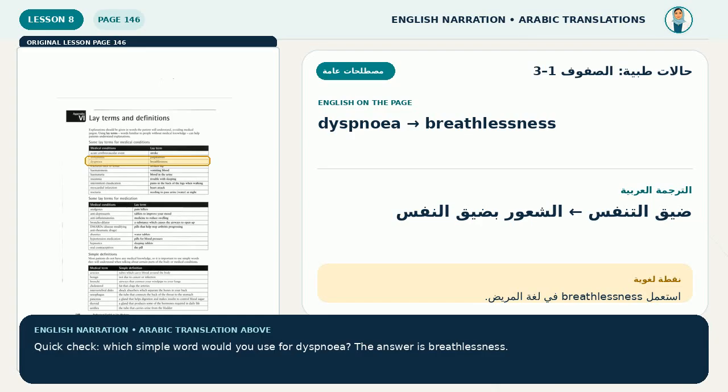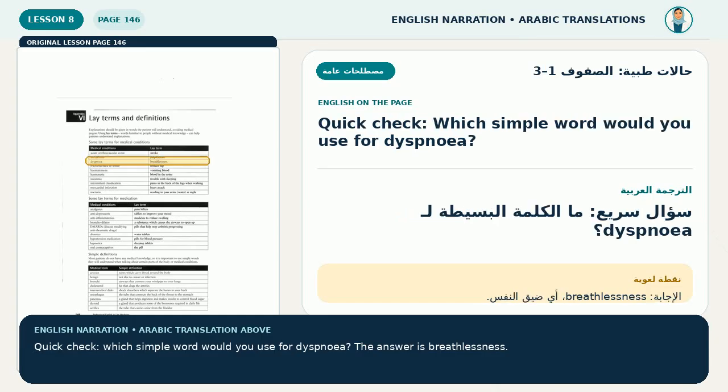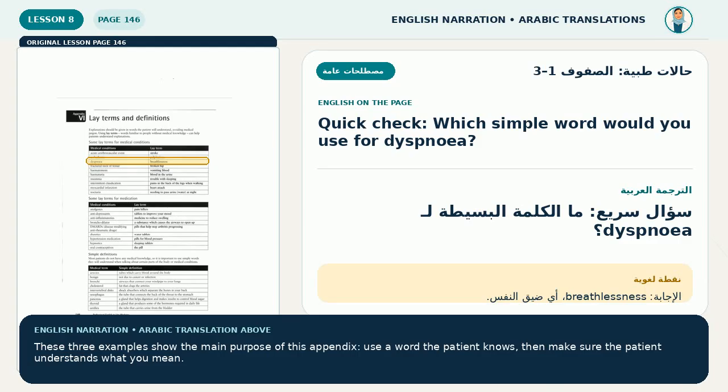Quick check. Which simple word would you use for dyspnea? The answer is breathlessness. The question and its Arabic translation are on screen. Say the full pattern slowly. Dyspnea means breathlessness. These 3 examples show the main purpose of this appendix. Use a word the patient knows, then make sure the patient understands what you mean.